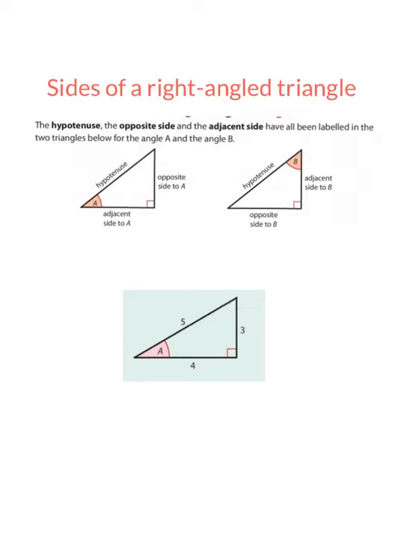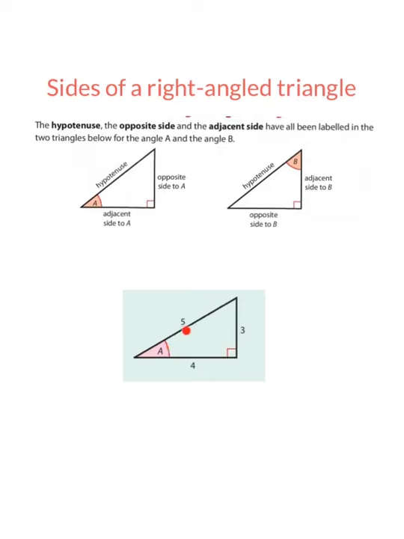So the three sides are labelled either hypotenuse, which is opposite the right angle, the opposite, which is opposite the angle that we're talking about, and adjacent means next to the angle that we're talking about.